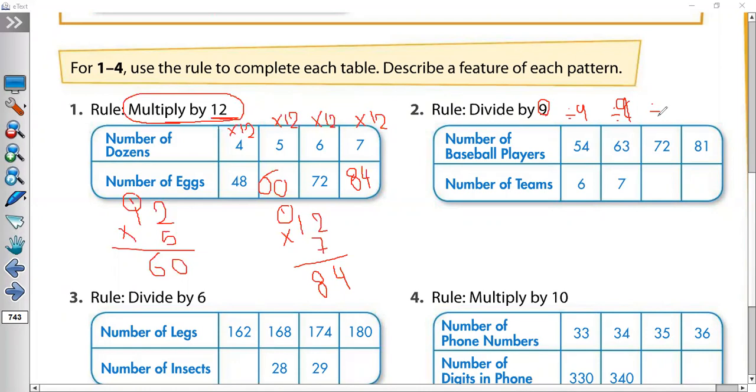What about 72 divided by 9? 72 divided by 9 is, yes, 8, because 8 times 9 is 72. 81 divided by 9. 81 divided by 9 is 9, because 9 times 9 is 81.